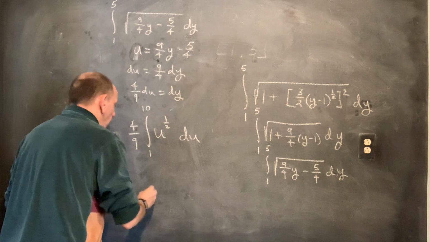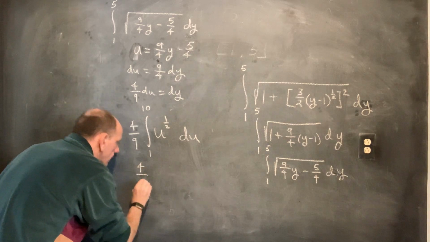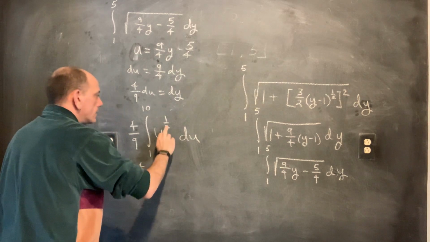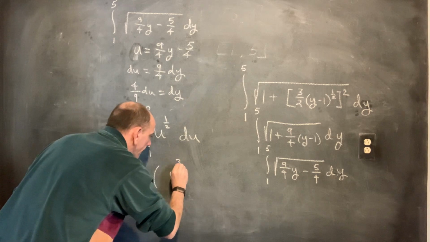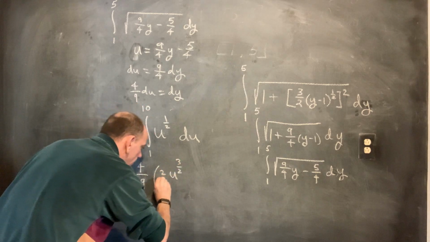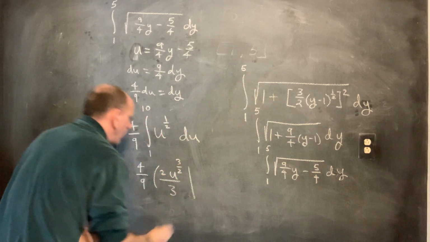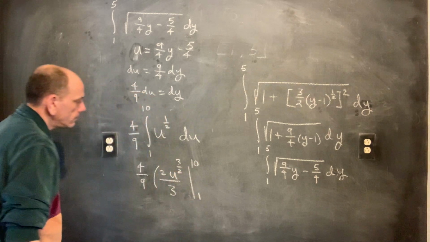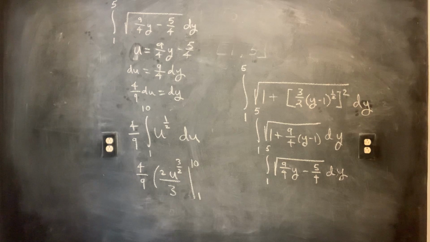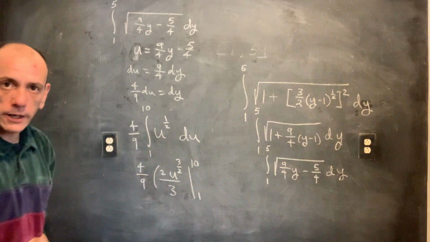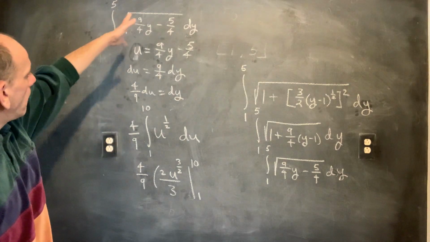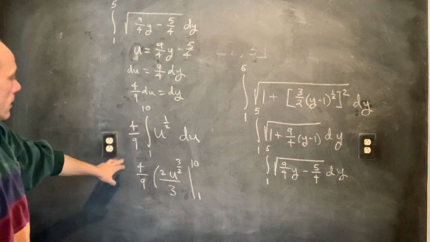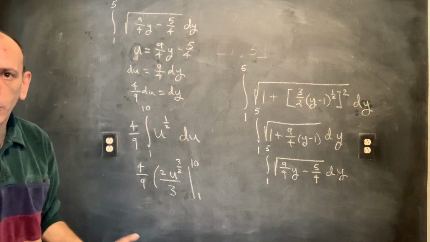And now we're at power rules. 4/9 times, what is this? u to the 3/2, add 1, and then divide by 2/3, evaluated from 10 to 1. Okay, and then from there, we're just evaluating. That's the setup. We did the hard work. We got to the u sub. Now we're just doing plug and chug evaluation.